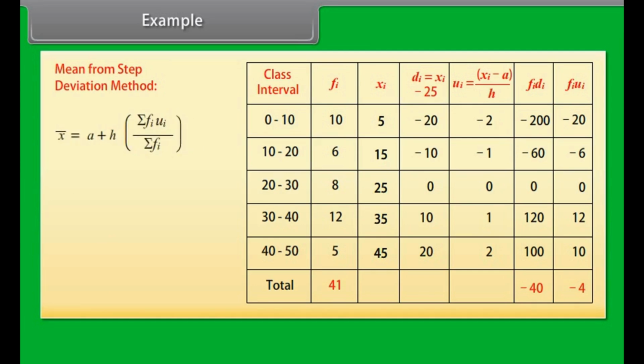After this, we find the mean using step deviation method by using the formula assumed mean plus h multiplied by summation of the product of fi and ui divided by summation of fi. 25 plus minus 4 by 41 multiplied by 10, 25 minus 0.98, 24.02.